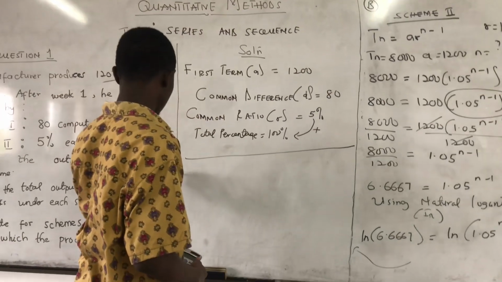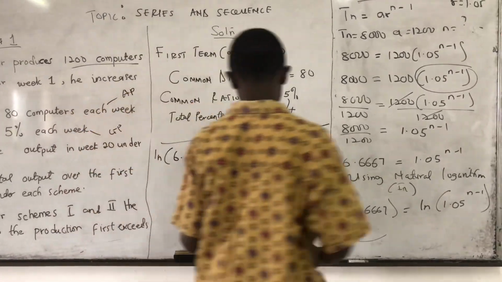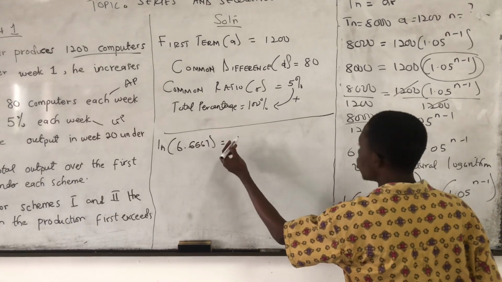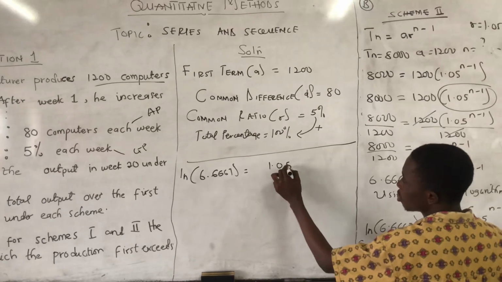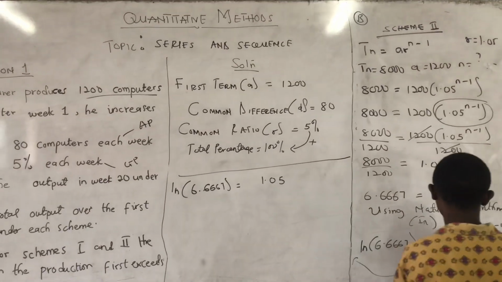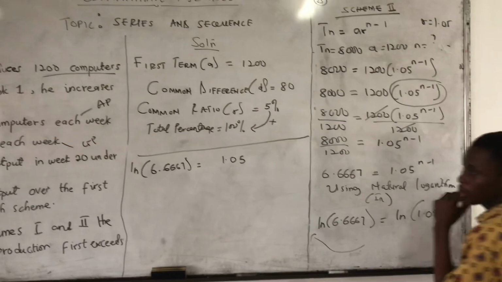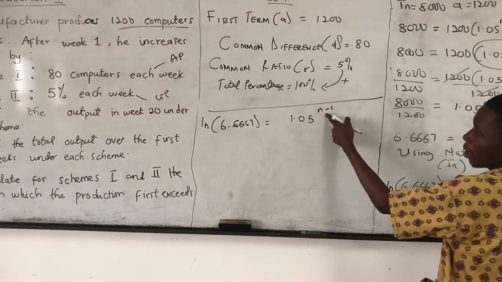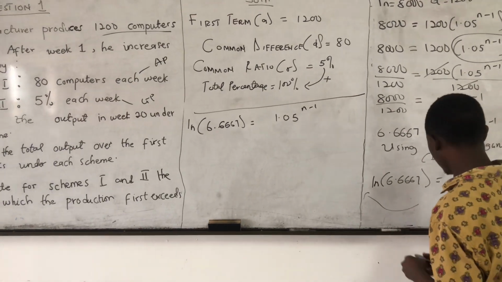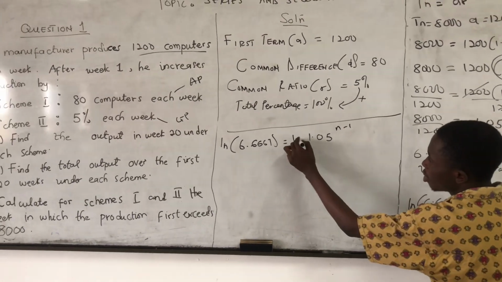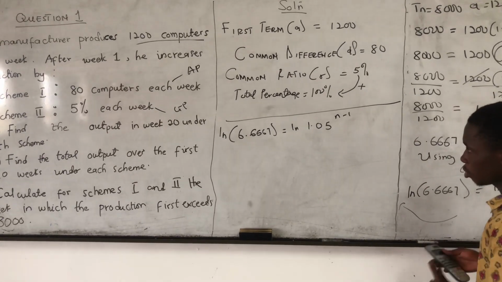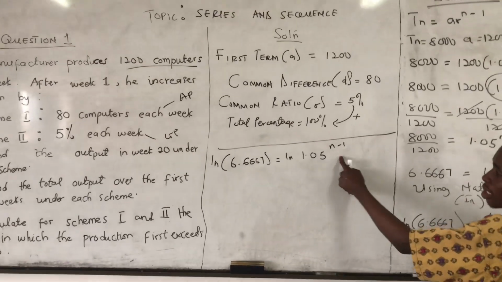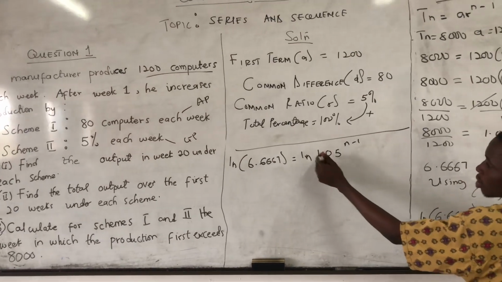So we have ln 6.6667 is equal to, we're going to get 1.05. But take note, this side is to the power n minus 1. So we bring down our initial exponent, n minus 1. So let's do this one first. So let me bring back the ln. So that's how we do it. This is the exponent, n minus 1. This is ln.